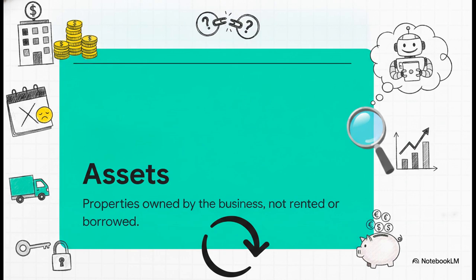Assets are properties owned by the business. Notice the emphasis there. They are not rented and they are not borrowed. They are a valuable resource with the potential to generate economic value. Now, to translate that into plain English, an asset is simply the stuff your business officially owns that holds value. That's it. If you borrow it, it's a liability. If you just rent it, it's an expense. But if you own it, boom, it's an asset.